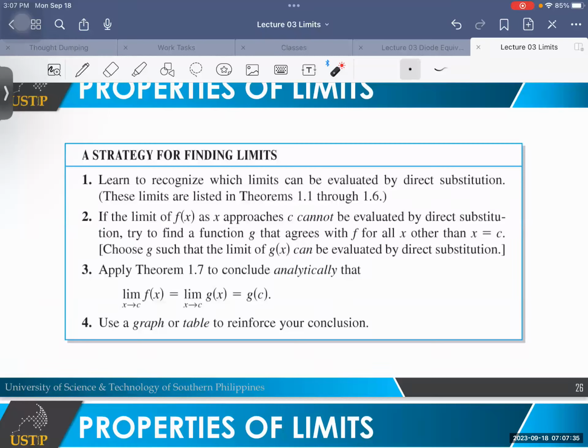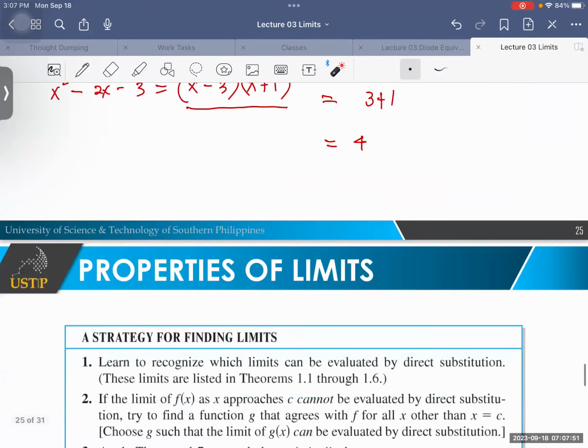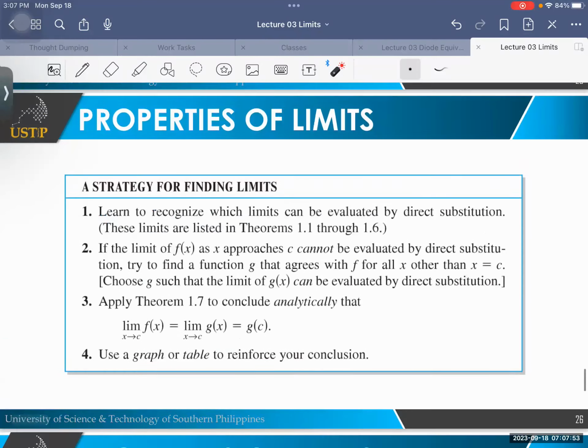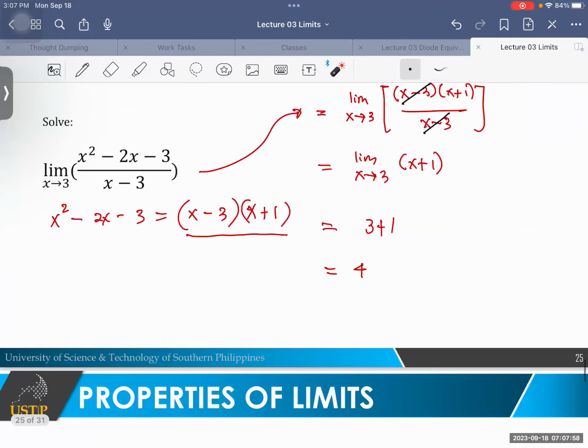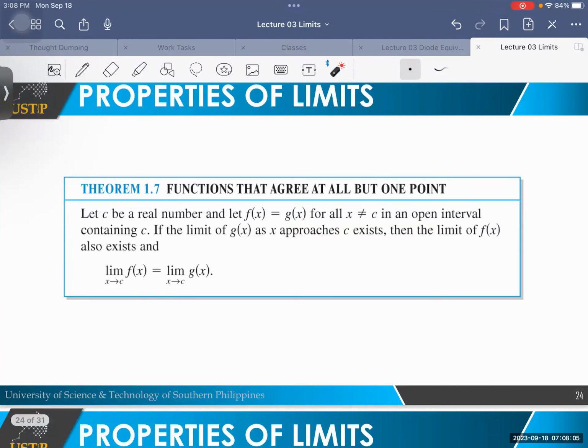Okay, so after factoring that out, apply theorem 1.7, wherein you can get the value of g of c. Sorry, I did not discuss this in depth. Basically, what it means here, class, is for functions that agree at all but one point. Understand the meaning of except.